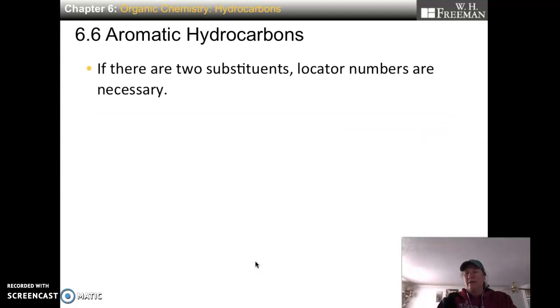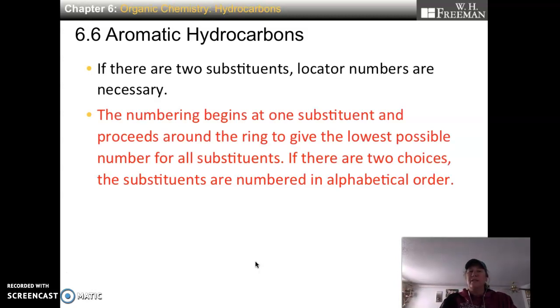You got to say where they're at, okay? The numbering begins at the first substitute, and then you want to go either clockwise or counterclockwise, depending on which one gives you the lowest possible numbers. So it's always important that you want that. And then when you're putting them in the name, they always go in alphabetical order. Let's say you have a propyl group and a methyl group. Methyl would come first and then propyl. It doesn't matter if there's a di or tri in front of those. Those don't count for the alphabetical order. Okay? So if you have an ethyl, a methyl, and a propyl, ethyl comes first, alphabetical, then methyl, then propyl. So you put them in according to alphabetical order.